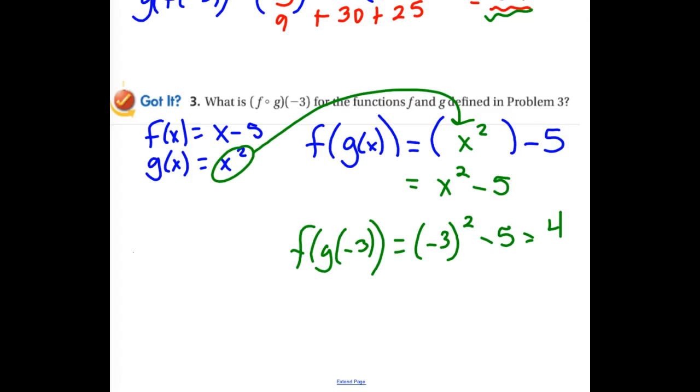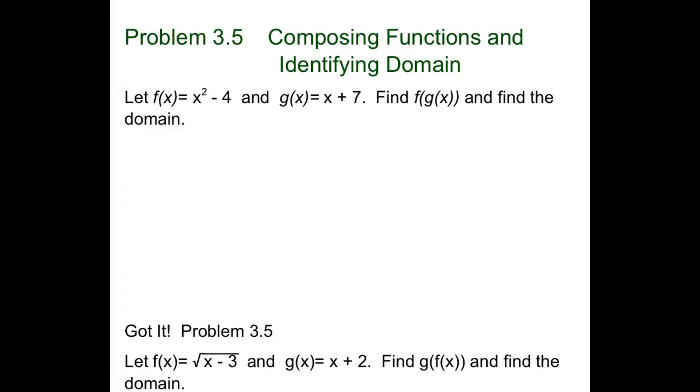All right. There were no domain restrictions on either of these, correct? Nothing on f, nothing on g, and nothing in the final answer that we ended up with. Okay? For the next ones, we are going to identify our domain as well as do a composition. Okay? This one is saying find f of g.